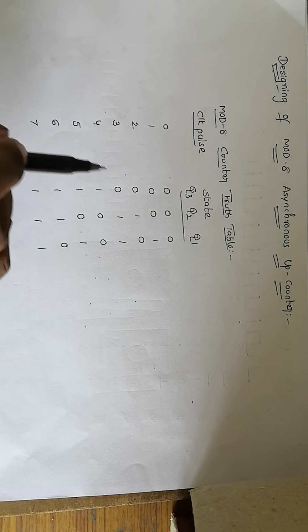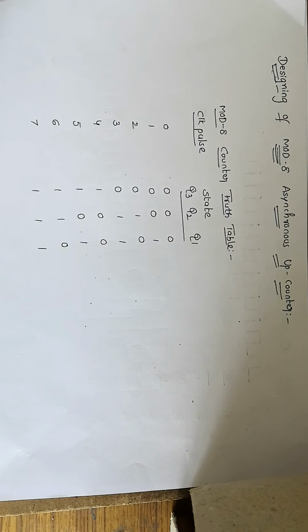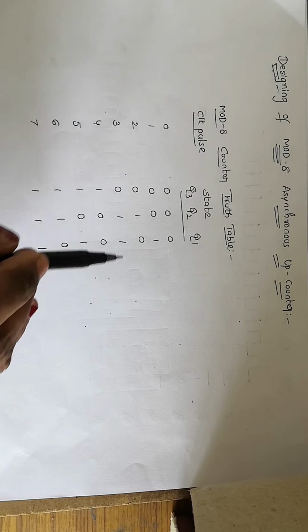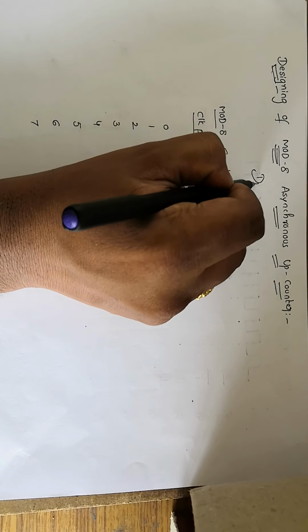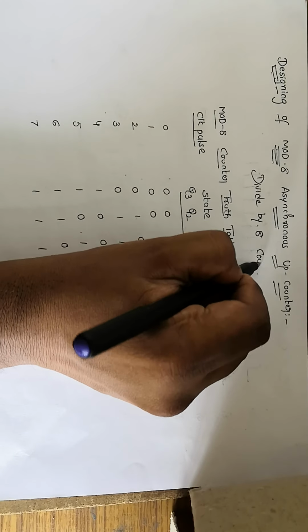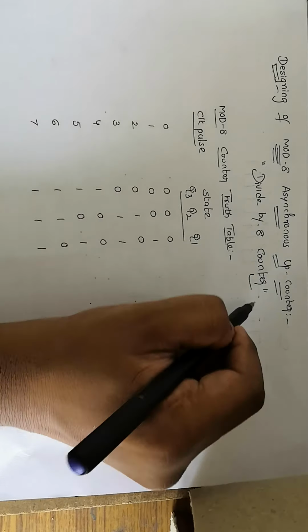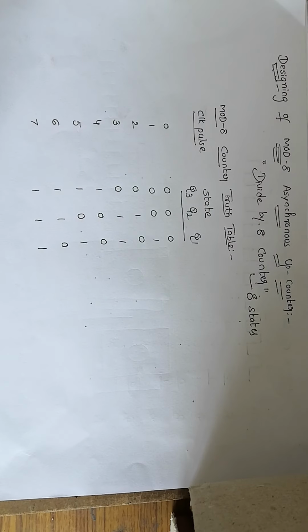Here in this part we are discussing modulo 8. What does modulo 8 mean? Modulo 8 means the clock frequency is divided by 8. That's why it is also called a divide by 8 counter, which consists of 8 stable states.